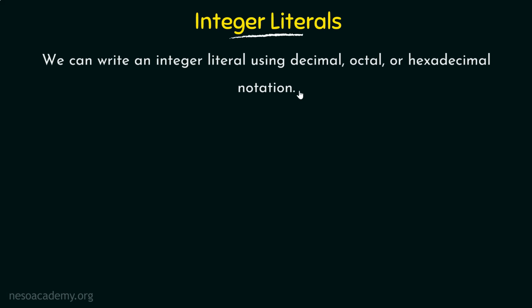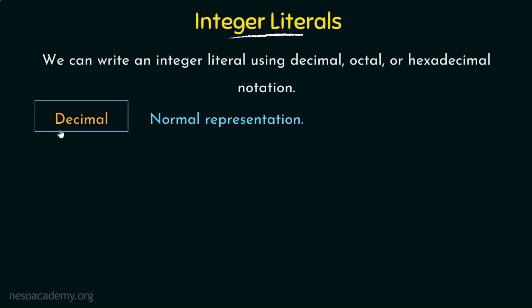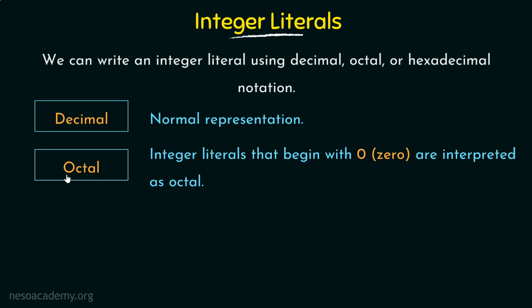So let us talk about these three notations, starting with decimal. Decimal is the normal representation. For example, we just wrote an integer 20, and we know that 20 just means 20 in decimal. That is the normal representation that we usually use. Now the next one that we have is octal.